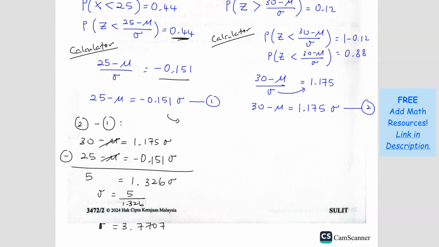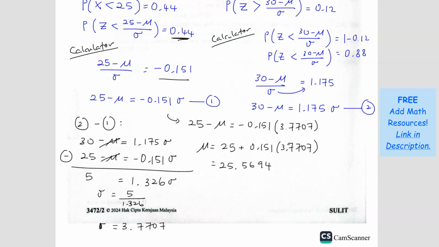Okay, so if I use the second equation, 25 minus mean equals negative 0.151 times standard deviation 3.7707. I bring the mean to the other side and bring this side over so that I get a positive mean. So the mean will be 25 plus 0.151 times 3.7707. Just key this in your calculator. You should get your answer 25.5694. Okay, so you have found your mean and your standard deviation.